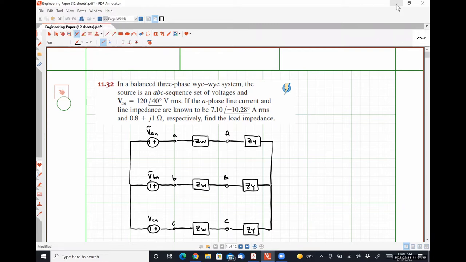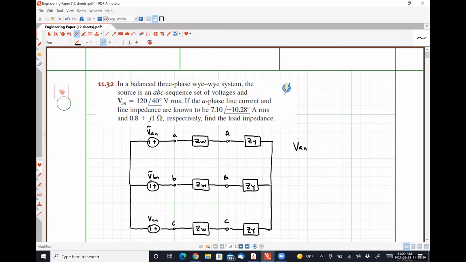In this first problem, we are told that in a balanced three-phase YY system, the source has a positive phase sequence with VAN equal to 120 angle 40 degrees volts RMS. We are told that the A phase line current is 7.1 angle negative 10.28 degrees amps RMS. And we are told that our line impedance is 0.8 plus j1. And we are asked to find the load impedance. So the first thing I'm going to do is write down the pieces of information that we were told.